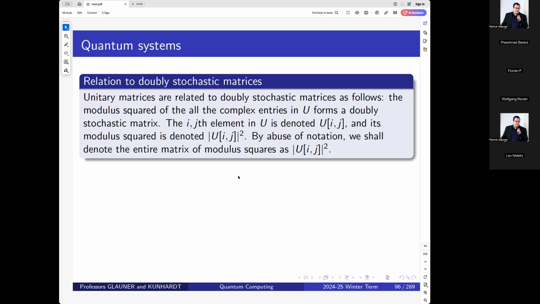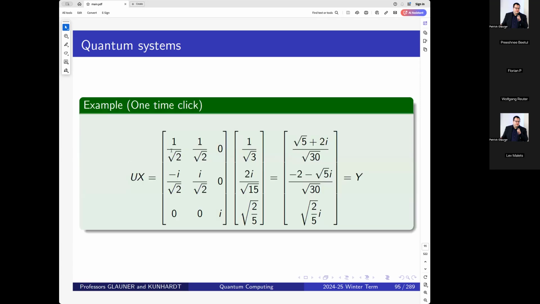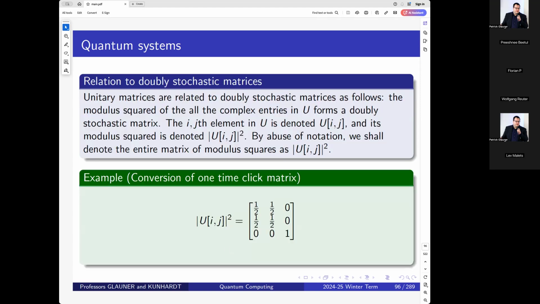What you can also do is try to convert our unitary matrices into doubly stochastic matrices. In fact, you can calculate the modulus squared of all the complex entries in our matrix. So this matrix from before here, and you can easily test if it's unitary on your own. If you take the modulus squared of every entry in our unitary matrix, this will eventually lead to a doubly stochastic matrix. So this is just a link to before, where we've seen doubly stochastic matrices, and now we can convert them.